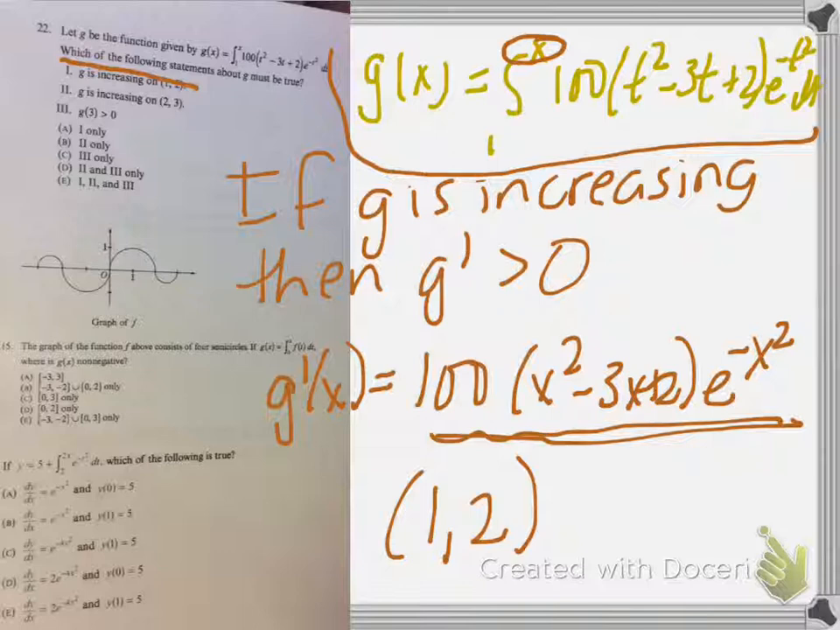Okay, so now the next one says that it's increasing on 2, 3. So it's the exact same thing, but now you have to look in the window from 2, 3. So you set your window on the calculator going from 2 to 3, and you'll see that it is greater than 0. So therefore, number 2 is true. And then the third one says that g of 3 will be greater than 0. Okay, so g of 3.